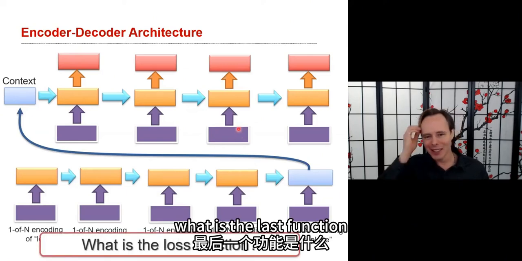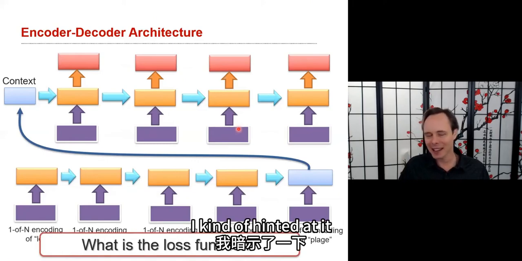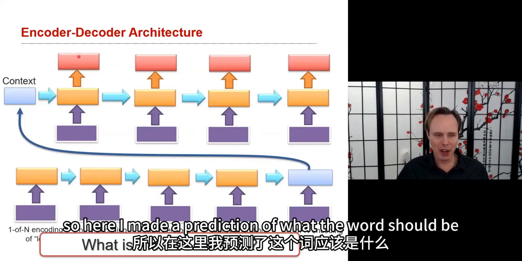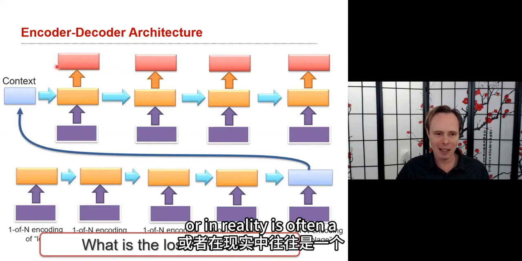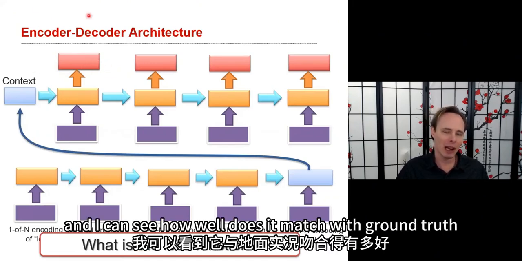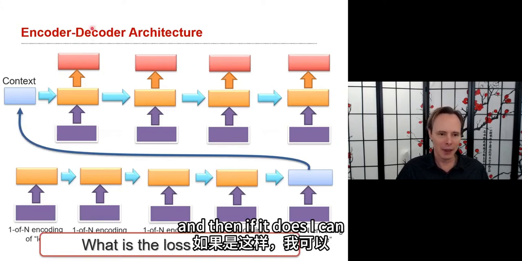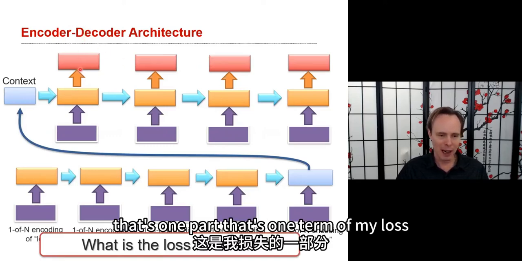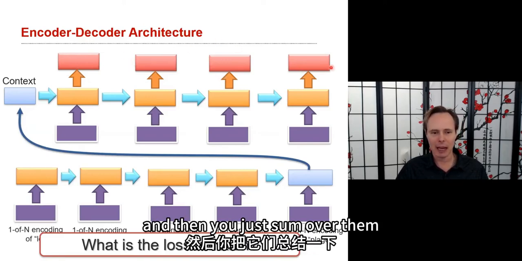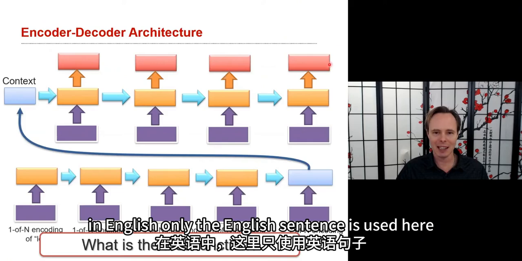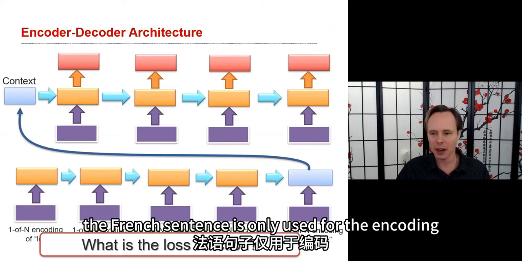So what is the loss function? I kind of hinted at it. The loss function is so here I made a prediction of what the word should be, or in reality is often a distribution over those different predicted words, and I can see how well it matches with the ground truth. That's one term of my loss. I have another term of my loss, and then you just sum over them. So the loss is only defined in your second language, in English. Only the English sentence is used here. The French sentence is only used for the encoding.